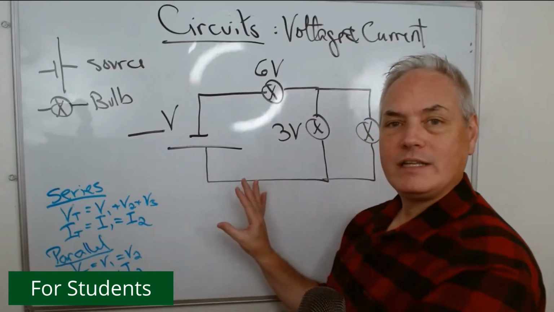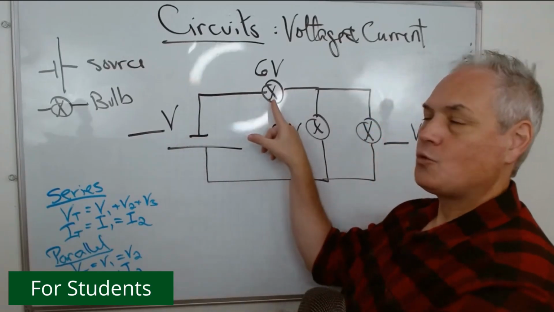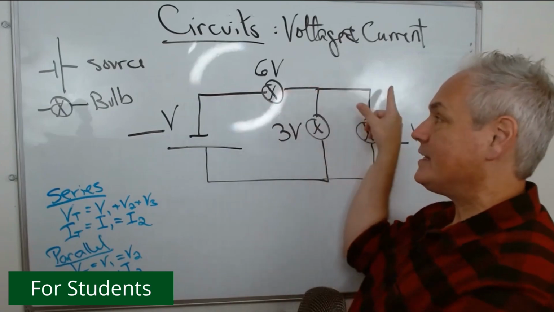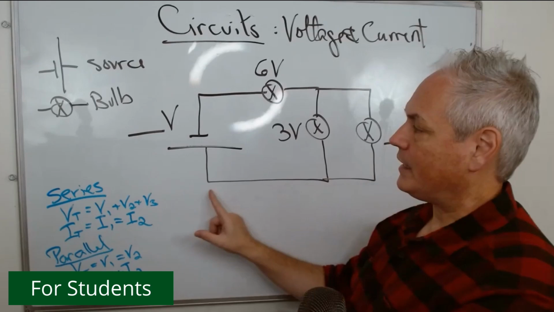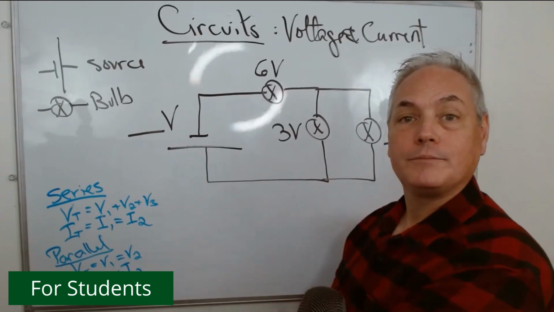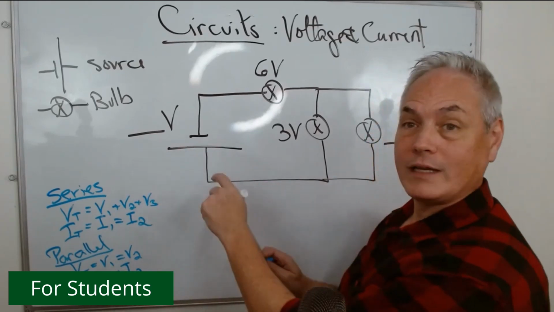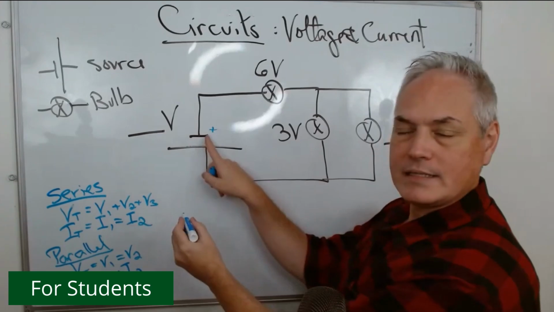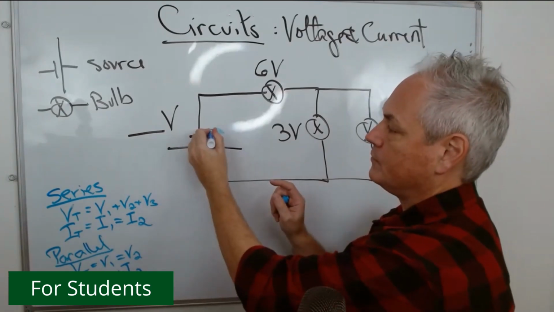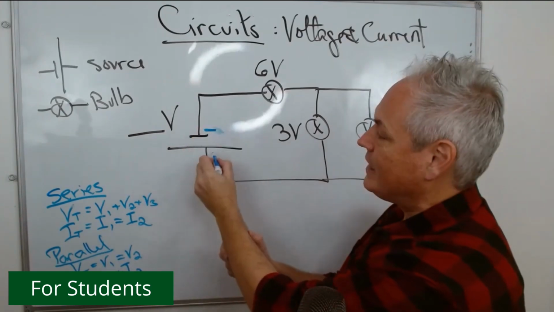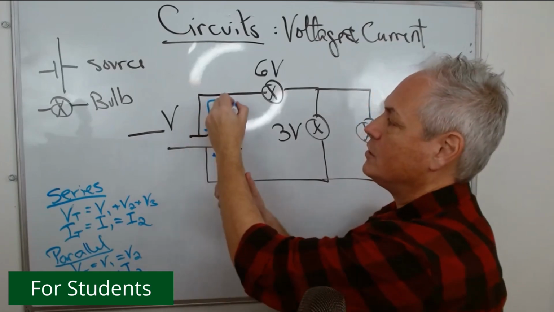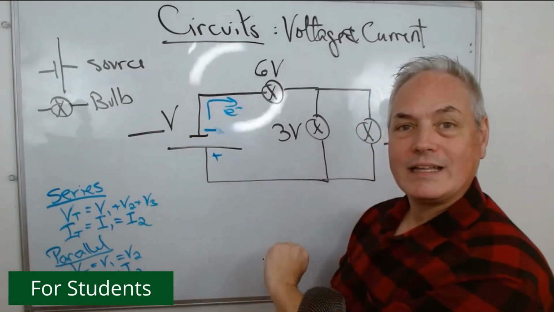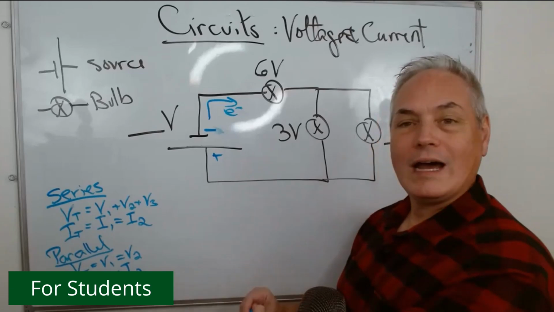Okay, so here's an example. We have a source, we have a bulb right here. Here we have a parallel section in our circuit, and then we go back to our source. If you look at the symbol, this tiny line here is a negative sign, and here we have the positive sign. So that means that the flow of electrons will be going this way. Perfect.